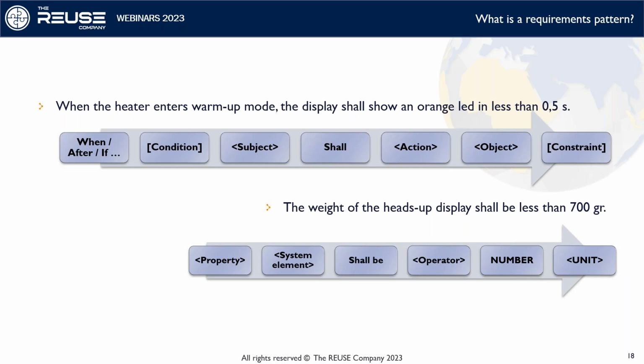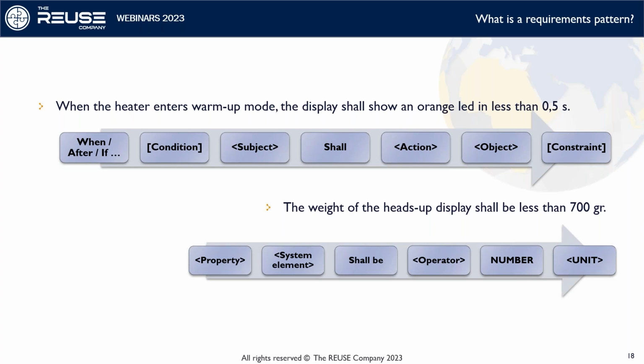The first one is: when a condition happens in my system, the subject of this requirement, which has to be an entity in my system, shall perform whatever action over other objects or entities in the system within a time constraint. Something like, when the heater enters warm-up mode, the display shall show an orange LED in less than half a second, something like that, right?